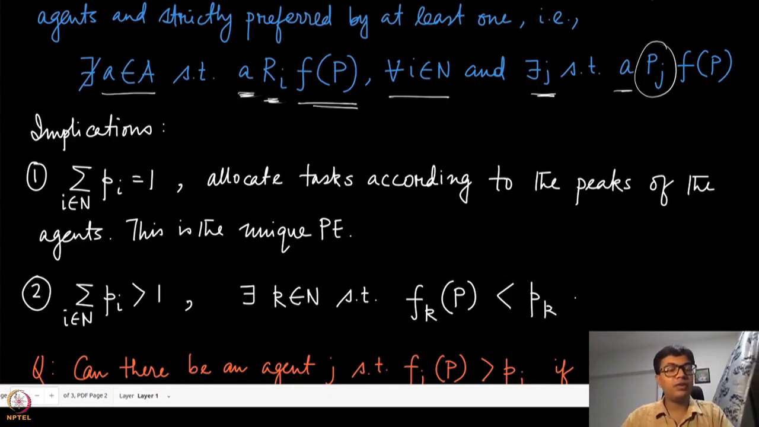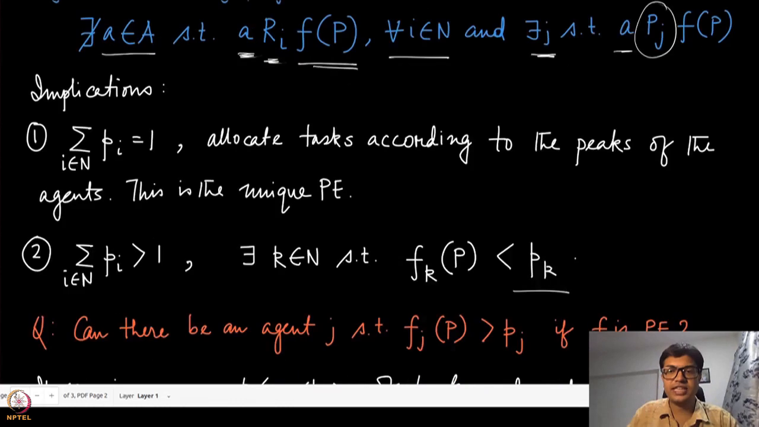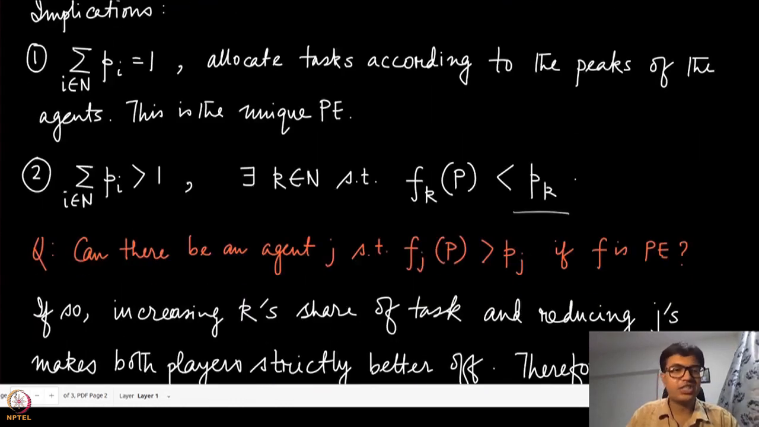Now, what happens if the sum of these peaks is more than 1? That means if we try to allocate the tasks such that everybody gets their peak, then we will be over-allocating. The sum of the allocated tasks will be more than one, which is not possible. So then there must be one agent who gets less than its peak. Now let us ask this question: can there be some agent j such that its allocation is more than Pj, more than its favorite share of the task, if this social choice function F is Pareto efficient?